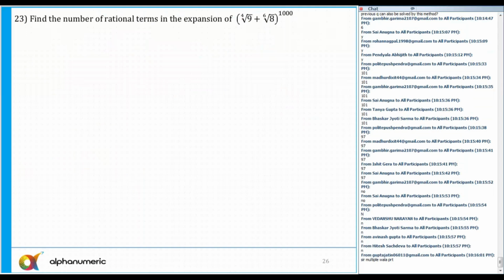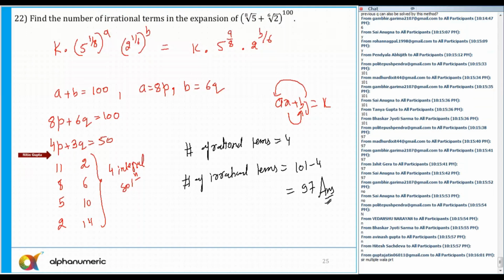Please tell me what is the doubt in the multiple part. If I want an integer, then the power a must be a multiple of 8, and b must be a multiple of 8. Then only this will be an integer. Okay.